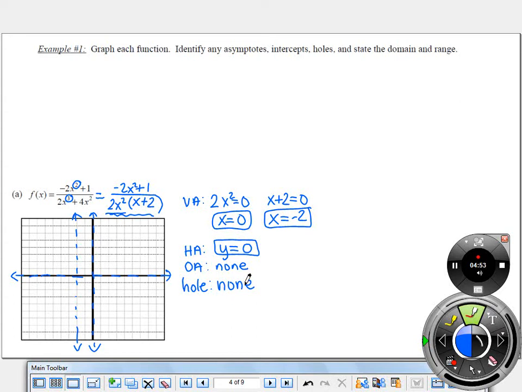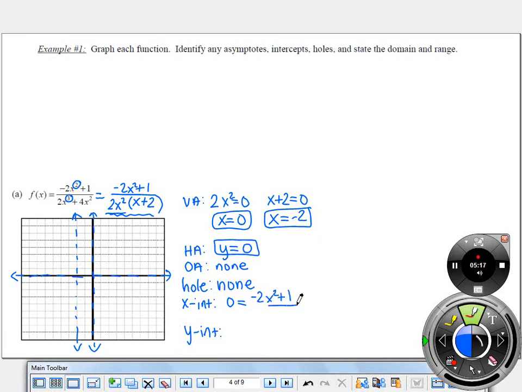Then we had talked about finding intercepts. So we want to look at x-intercepts as well as y-intercepts. Now remember, intercepts are found by setting part of the equation equal to 0. To find the x-intercept, you set the y value equal to 0. So essentially, you're taking the whole equation and setting it equal to 0.